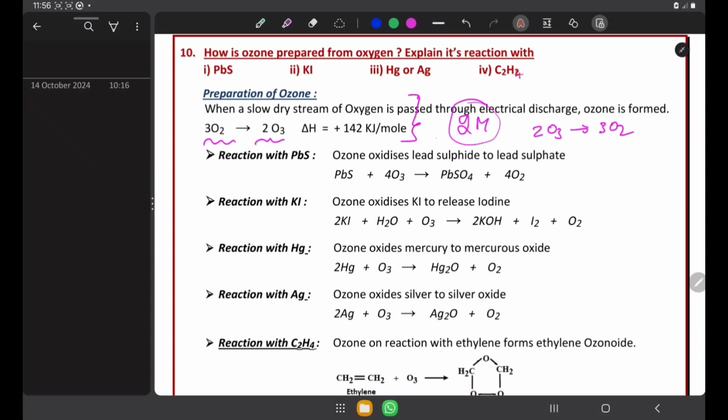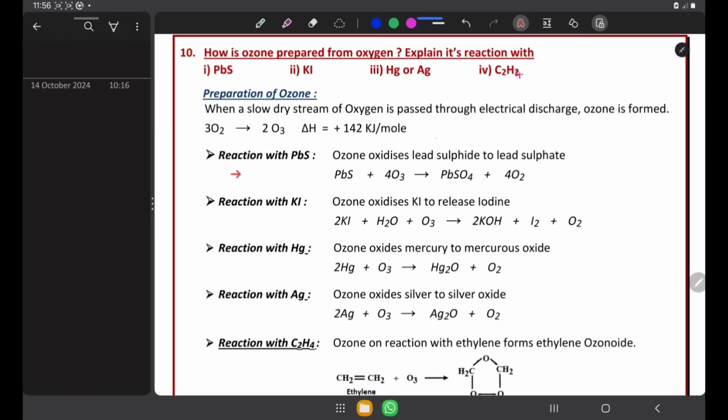To not make any mistake, you do one thing. First you write O2 gives O3, that means oxygen gives ozone. Next you apply the number of moles, that means 3 moles of O2 gives 2 moles of O3. That's all. So that you never make any mistake while writing this equation, right?